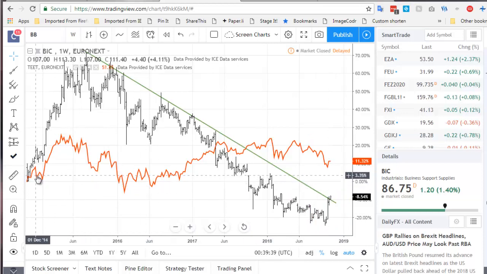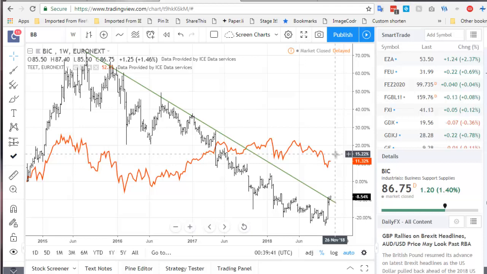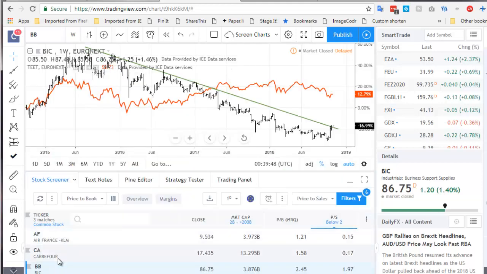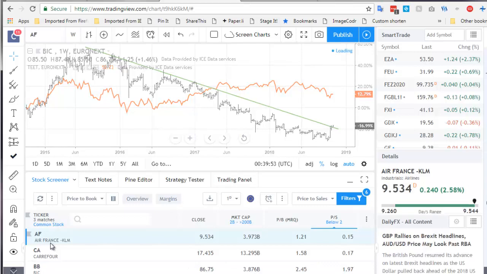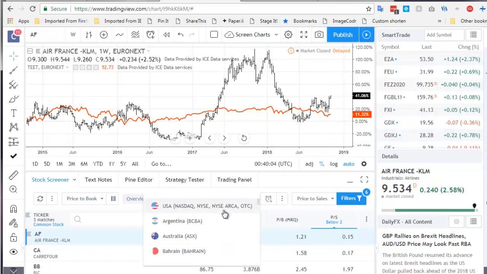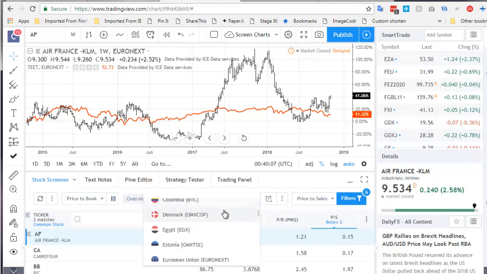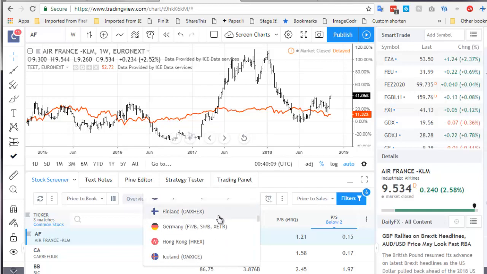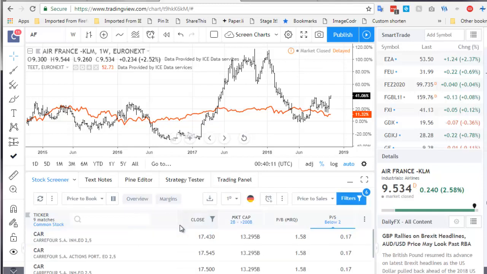I sold this European index. I'm moving away from indexes into specific stocks, and I bought BIC and Air France. You'll see that Air France has actually outperformed that European index over the time period. The next part of the process is just to walk through the countries. So we go to European Union, we just go to Germany, and we'll see what there is.